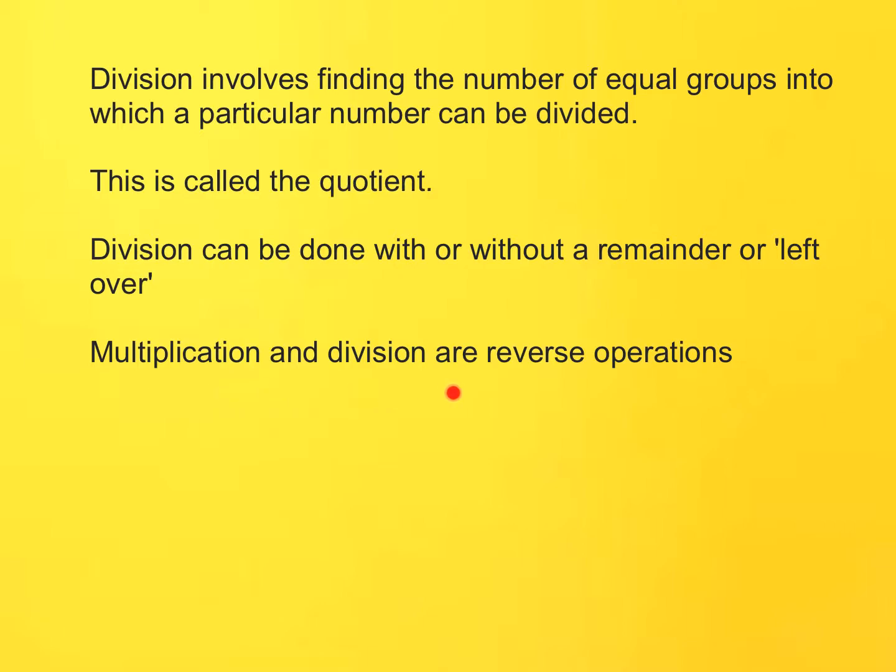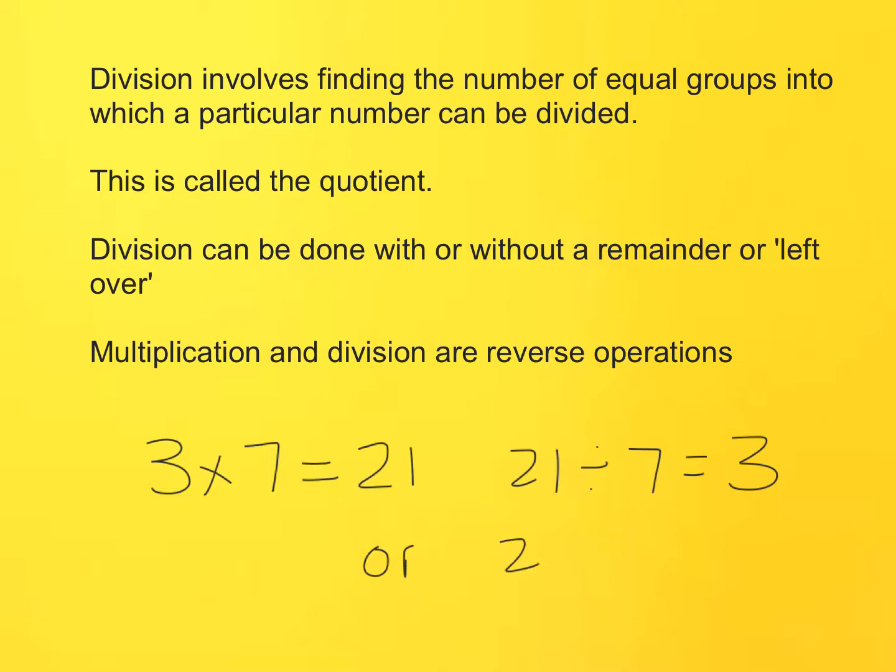And multiplication and division are reverse operations. Basically what that means is that if we had 3 multiplied by 7, that equals 21, but we could also say that 21 divided by 7 would equal 3, or 21 divided by 3 equals 7. So what they're saying when they say multiplication and division are reverse operations, this is what we're talking about. You can multiply or divide using those numbers.